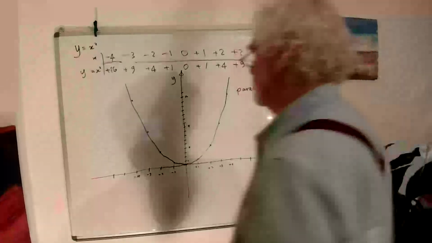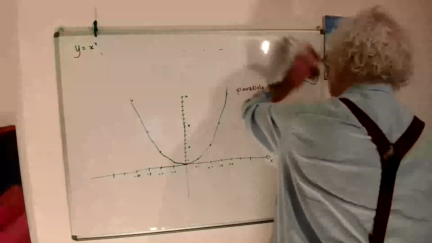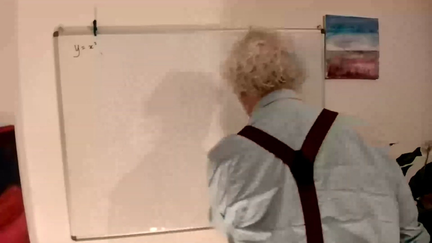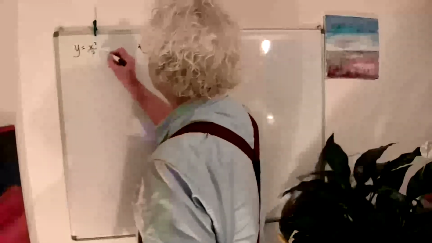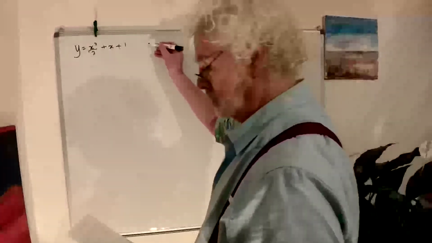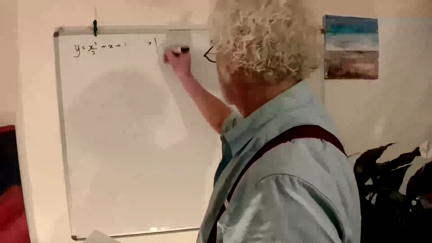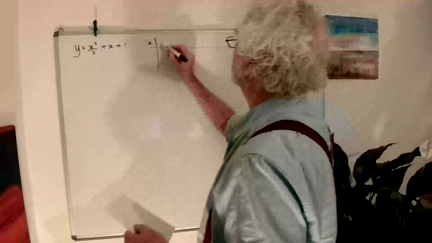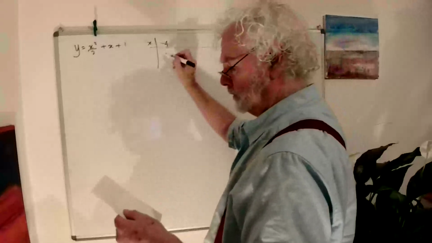x squared. Now the other one. The other one was y equals x squared over 2 plus, I think, x plus 1. I think that was it. That's it, yes. And so the numbers. We're going to plot it between -4 and +4.